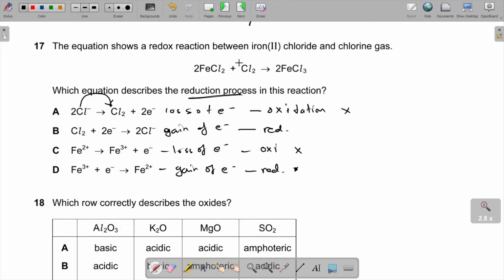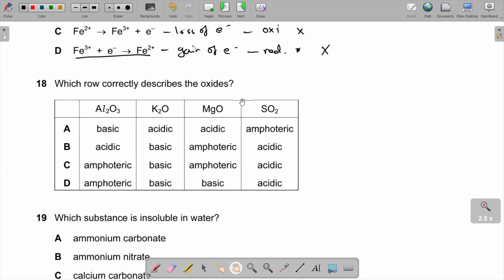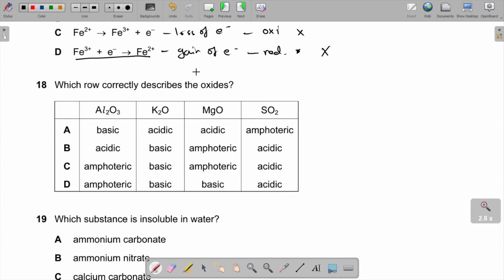We need to look at the original equation in this case. As we can see, we are requiring 3 more chlorine. So Fe3 is a plus 3. So this over here is not related to the equation. So this cannot be an answer. So the answer for 17 is B. Okay, question number 18.